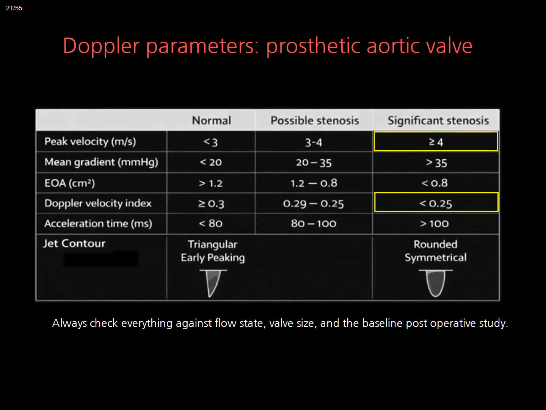This slide summarizes the Doppler features that point towards significant prosthetic aortic obstruction. No single number is diagnostic, so look for a consistent pattern across parameters. A peak velocity of 4 meters per second or more, or a mean gradient above 35, is a strong warning signal. Support that with a low EOA, a DVI below 0.25, and a prolonged acceleration time. Then check the CW envelope because a rounded, late peaking contour fits obstruction. Finally, sanity check everything against flow state, valve size, and the baseline post-operative study.